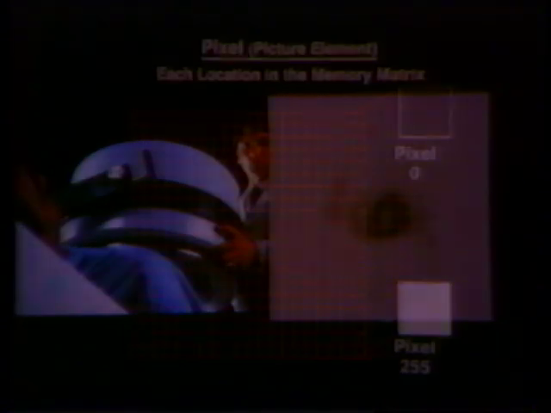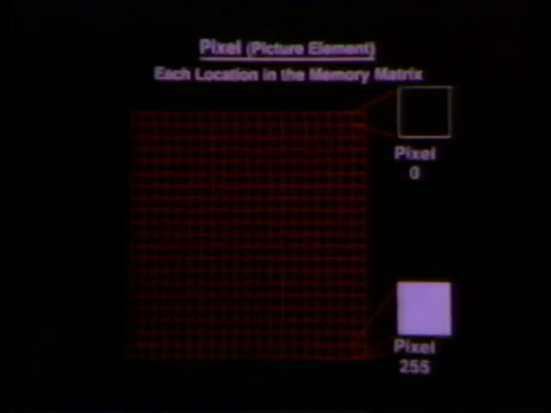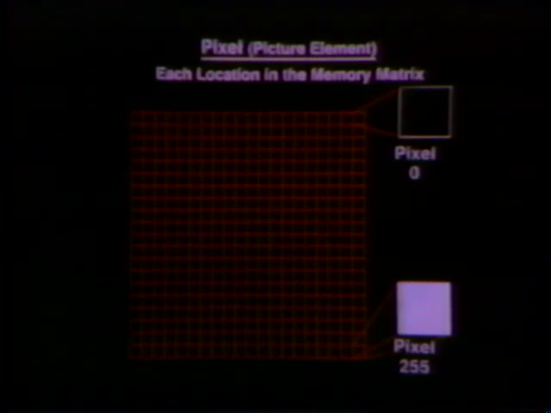After acquisition, the number in each location of the memory matrix defines how many events struck the crystal at that particular location. To display the image, the computer converts these individual numbers into appropriate shades of gray or color and adjusts the brightness of the electron beam on the cathode ray tube to represent the individual values. Each location in the image is called a picture element or a pixel.